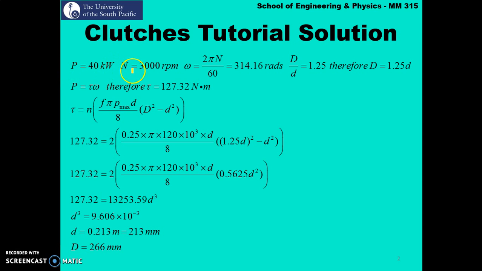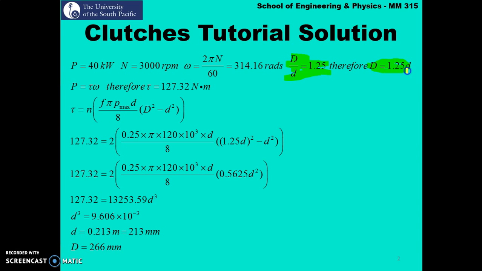So power was 40 kilowatt, speed was given as 3000 revolutions per minute, converting that to angular velocity. So 2 pi upon 60, we get our angular velocity as 314.16 rad/s. Your diameter ratio, which is your outer diameter divided by your inner diameter, is given as 1.25. So therefore your outer diameter, which is capital D, is equal to 1.25 times inner diameter, which is small d.